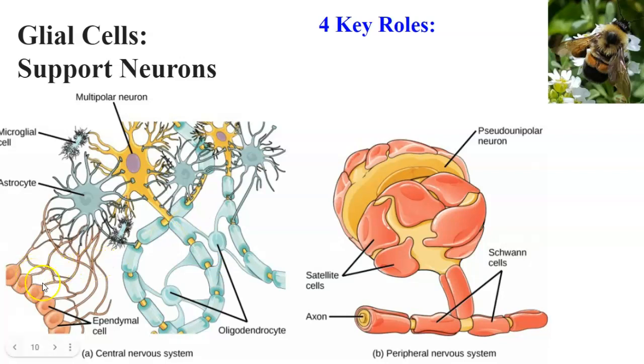And then these ependymal cells wrap around the inner lining of the brain cavity and the spinal cavity of our bodies. And they help move cerebral spinal fluid through the body. So these particular cells may not be the same in the Rusty Patch Bumblebee as us, but they would have these other glial cells.